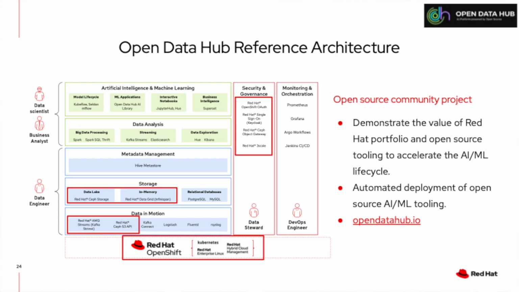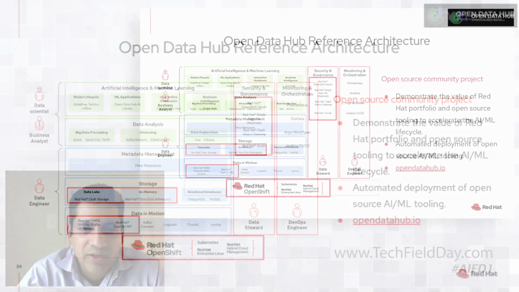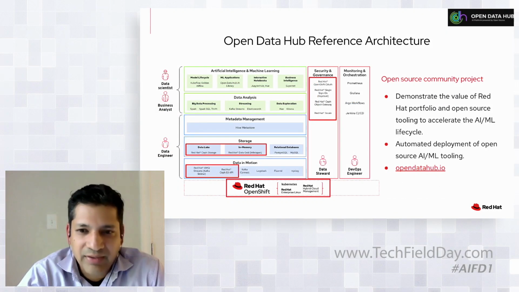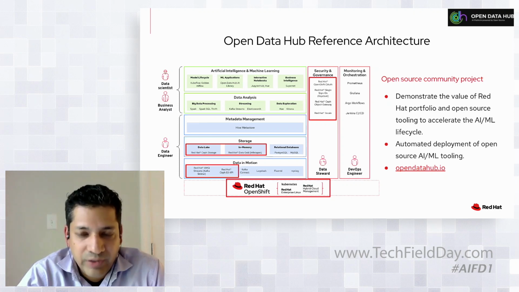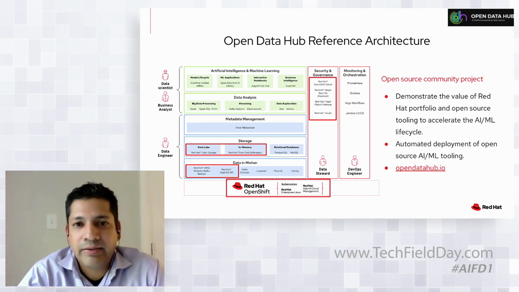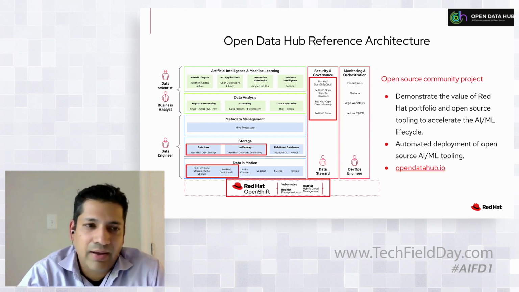So if you go to opendatahub.io, that's where we have all the details on the Open Data Hub reference architecture, and we have the Kubernetes operator as well, that you can use directly from within OpenShift to build and deploy a full machine learning platform for your data scientists.